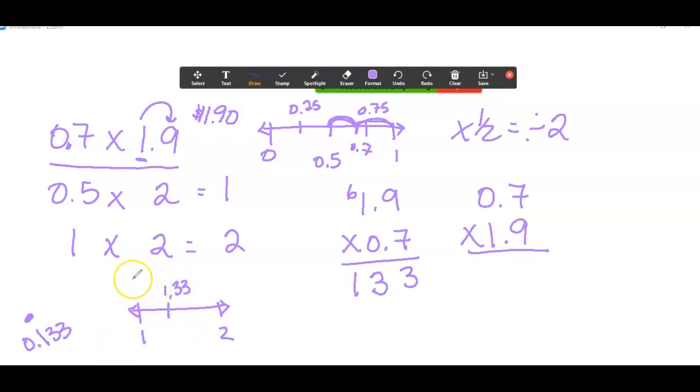but we have to check with our counting over strategy. In this factor, I count over 1. In this factor, I count over 1. 1 plus 1 is 2. So I start from the right: 1, 2, and we were correct. The real answer is 1 and 33/100.